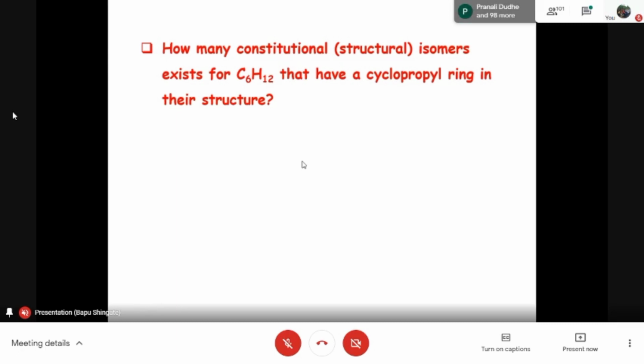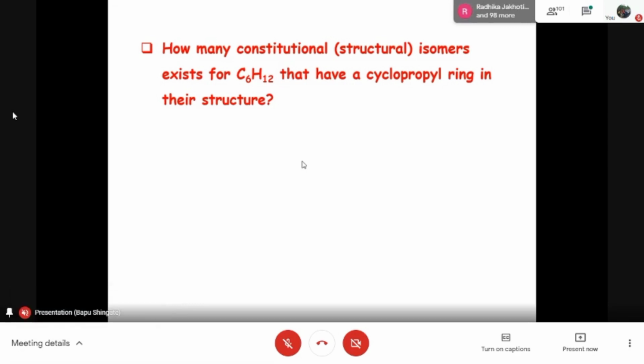4? Yes. What could be the correct answer? How many isomers are possible? 3, 4, 5, 6. I can expect an answer from students. If some of the teacher participants are there, they can give the answer of this question as well. You can unmute yourself and tell me the answer.